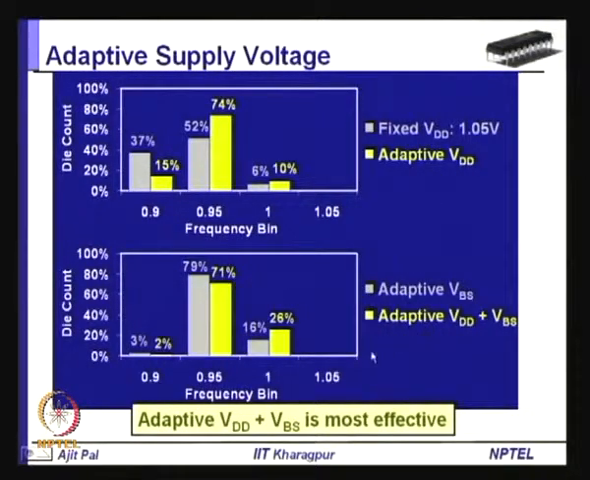And here you can combine adaptive supply voltage and adaptive body biasing. You can see that by using combined adaptive supply voltage and adaptive body biasing, most of the devices will be operating in the normal range. That means slower devices are not existing.